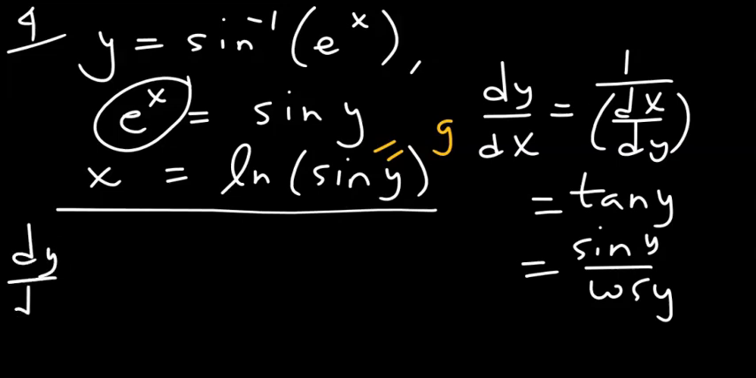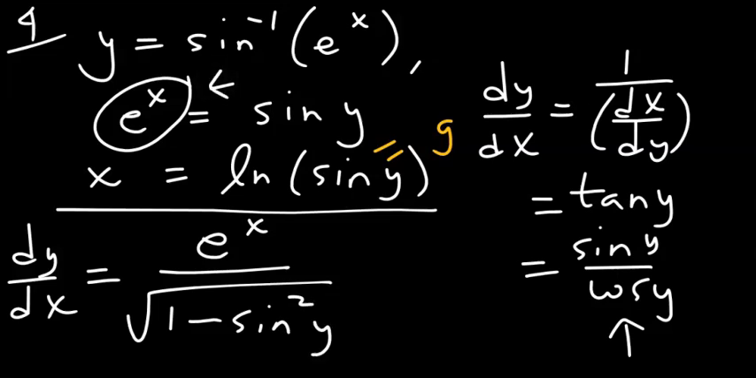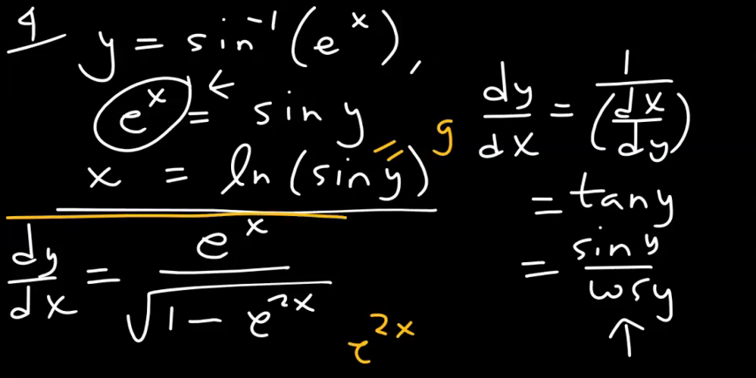So your dy/dx will be e^x over cos y. So what is cos y in terms of x? It is the square root of 1 minus sin² y. And sin y is e^x, so sin² y is e^(2x). So you have the final answer: dy/dx is e^x over the square root of 1 minus e^(2x).